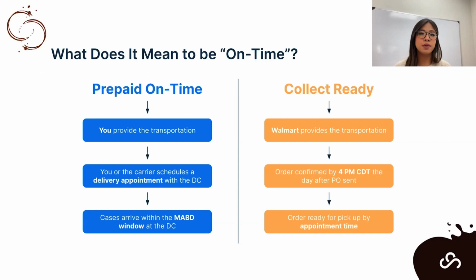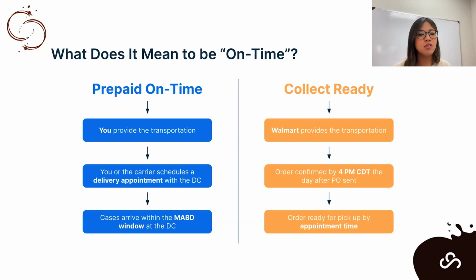So in this case, Walmart takes ownership when they pick it up from your warehouse or your facility. Basically, there's a signed bill of lading, and that is when the ownership and the liability get transferred to Walmart's side. So as a collect supplier, your expectation is that you are confirming and routing the order by 4 p.m. Central Time the day after the PO is sent.